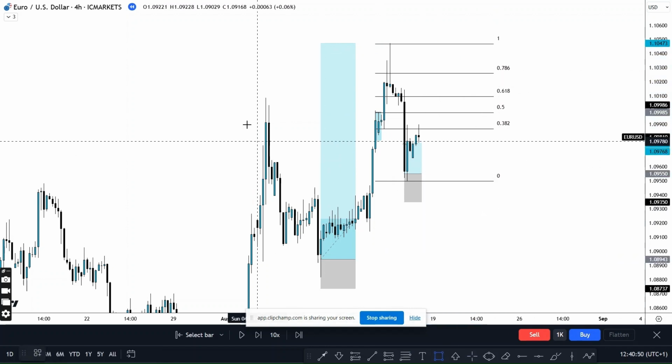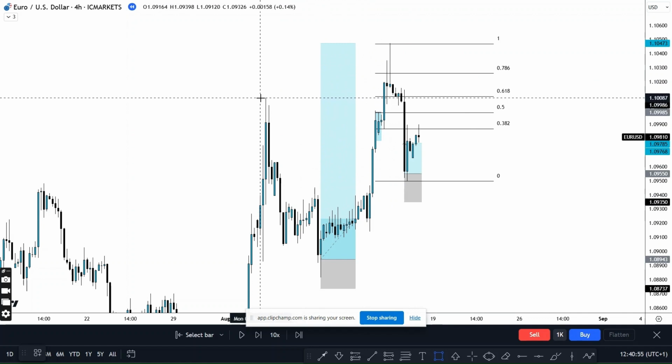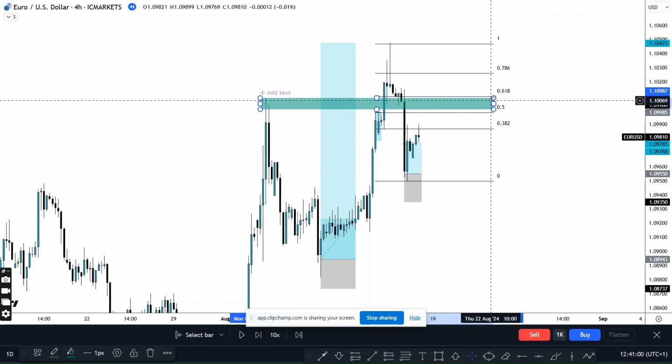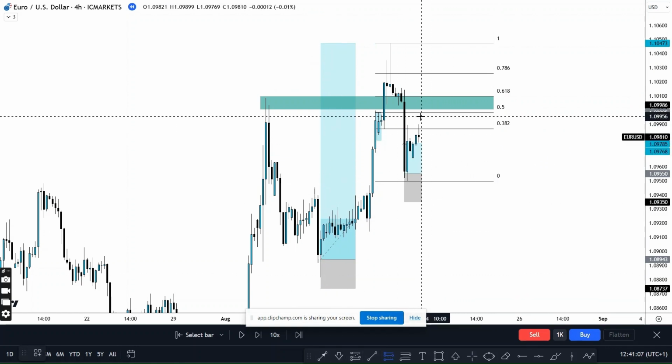So you can see here we've almost got like a head and shoulder potential forming alongside the round number of 1.1 and also a 61 fib. So basically all I have done, which I've shown you, I've set a position here.